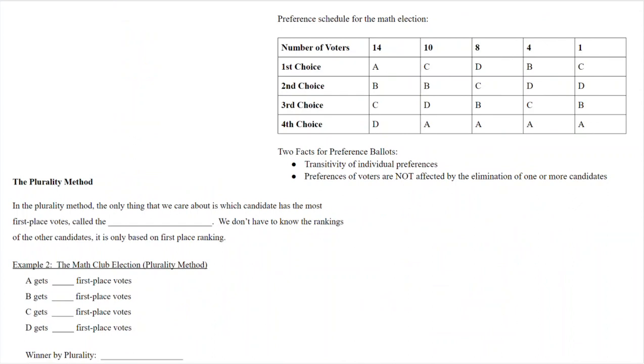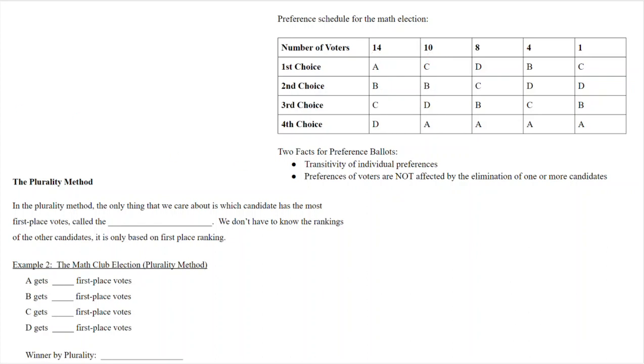So, this is an example of a preference schedule for the math election. And here's the way you read this. There are 14 people who voted in this order, A, B, C, D. There are 10 people who voted in this order, etc.